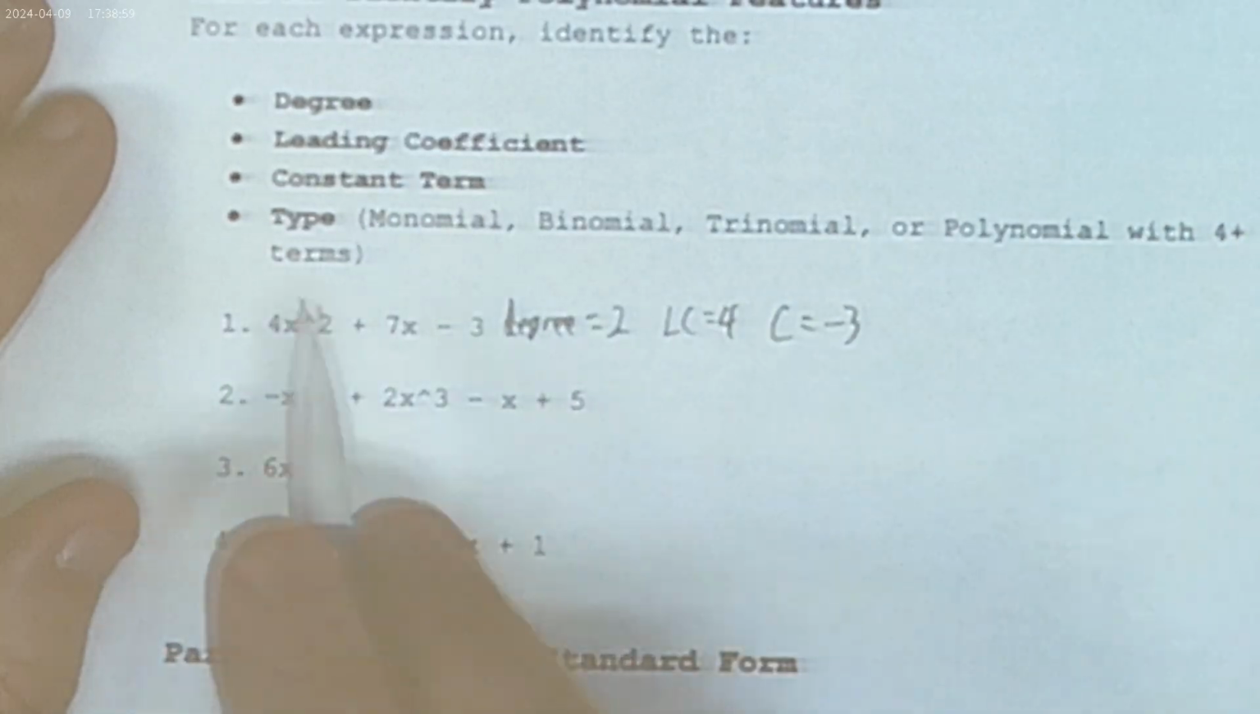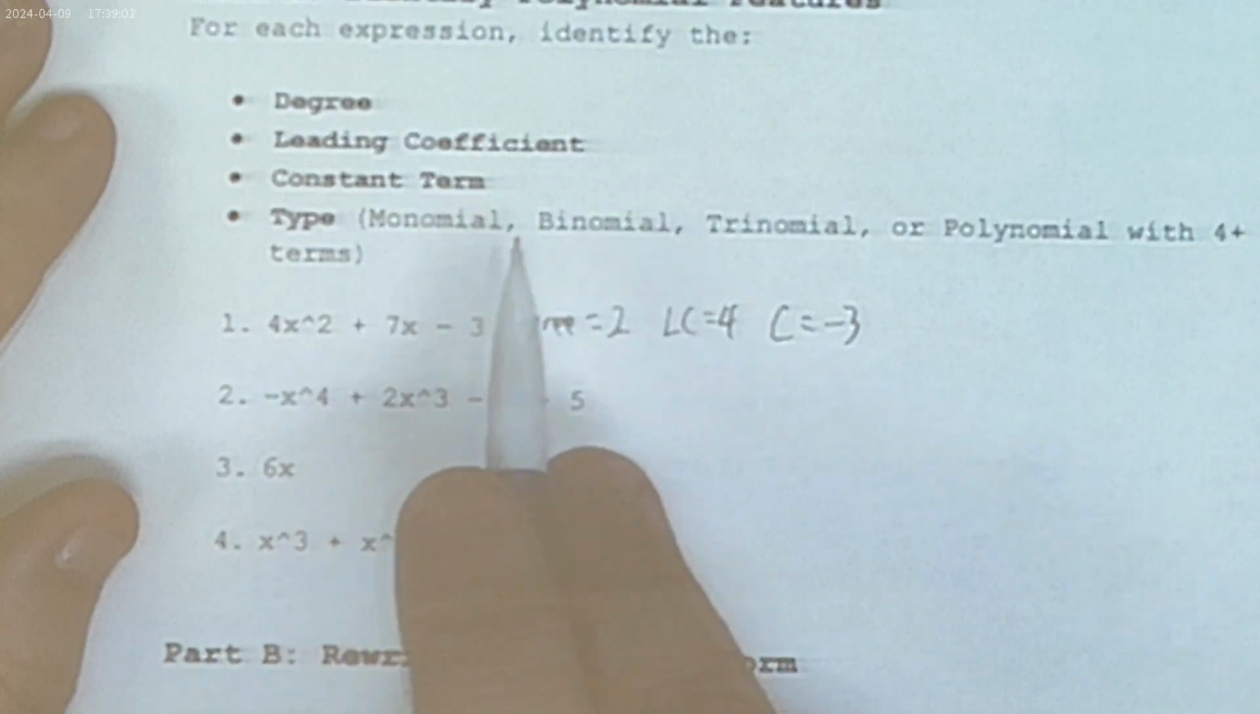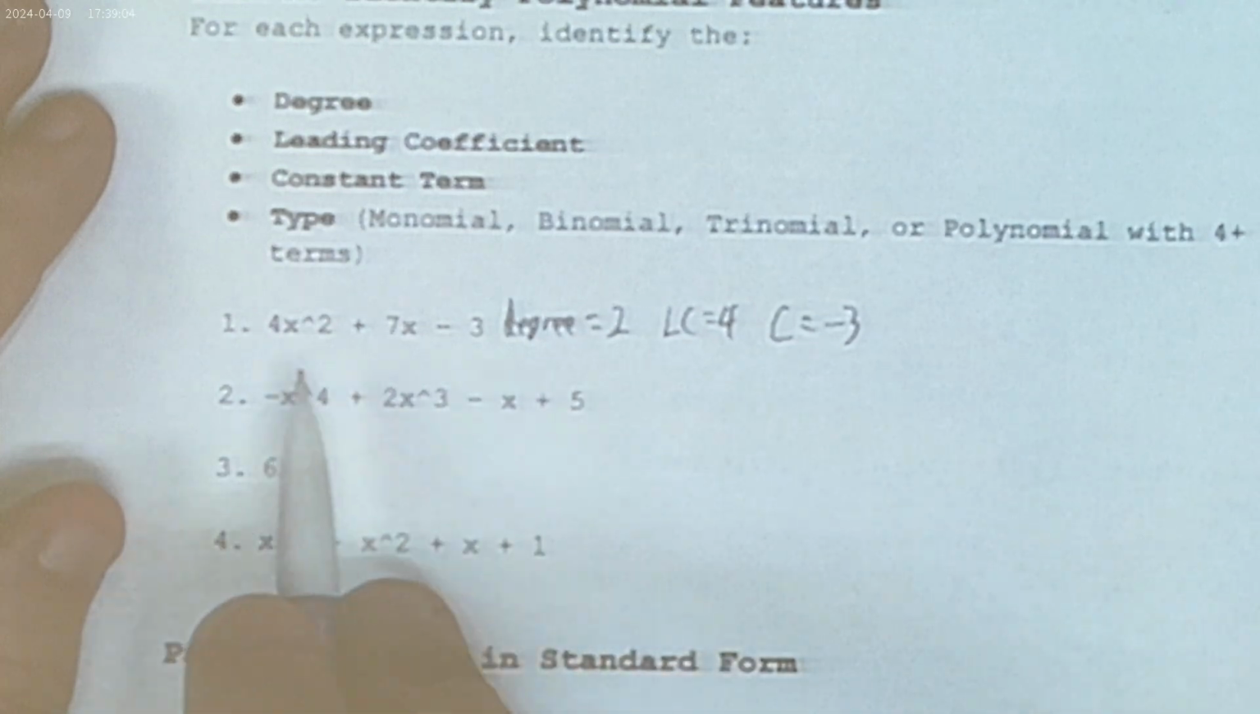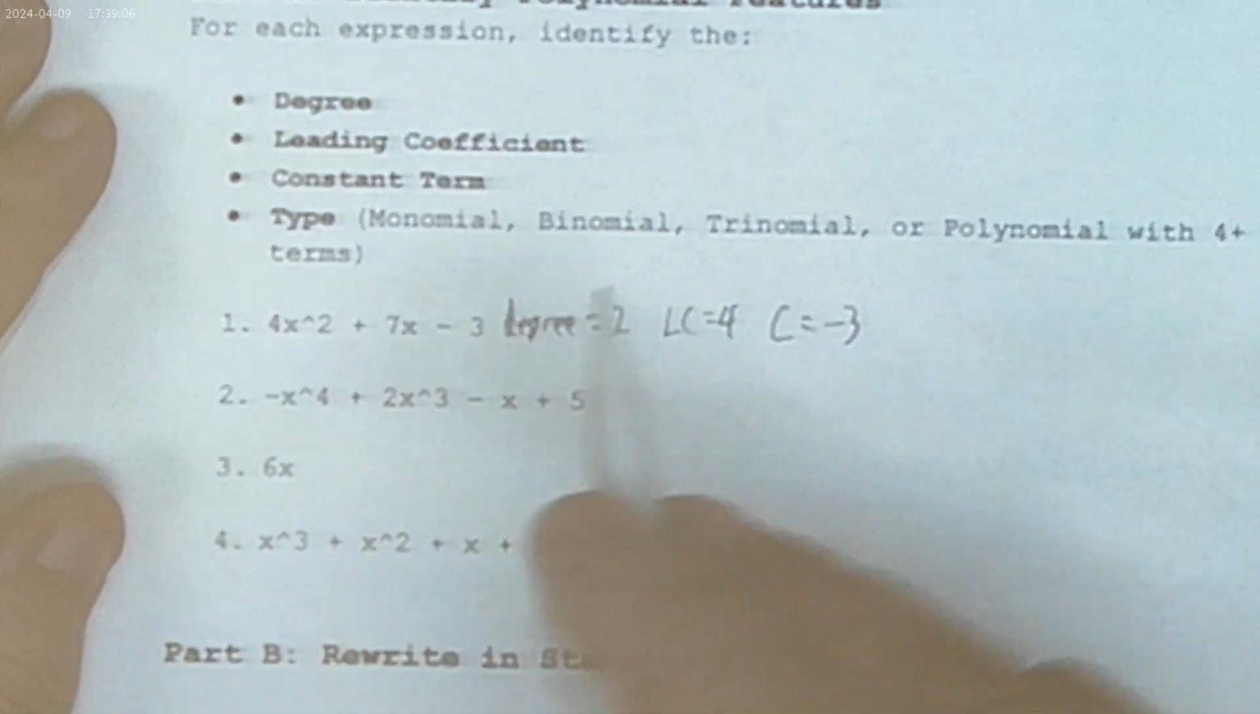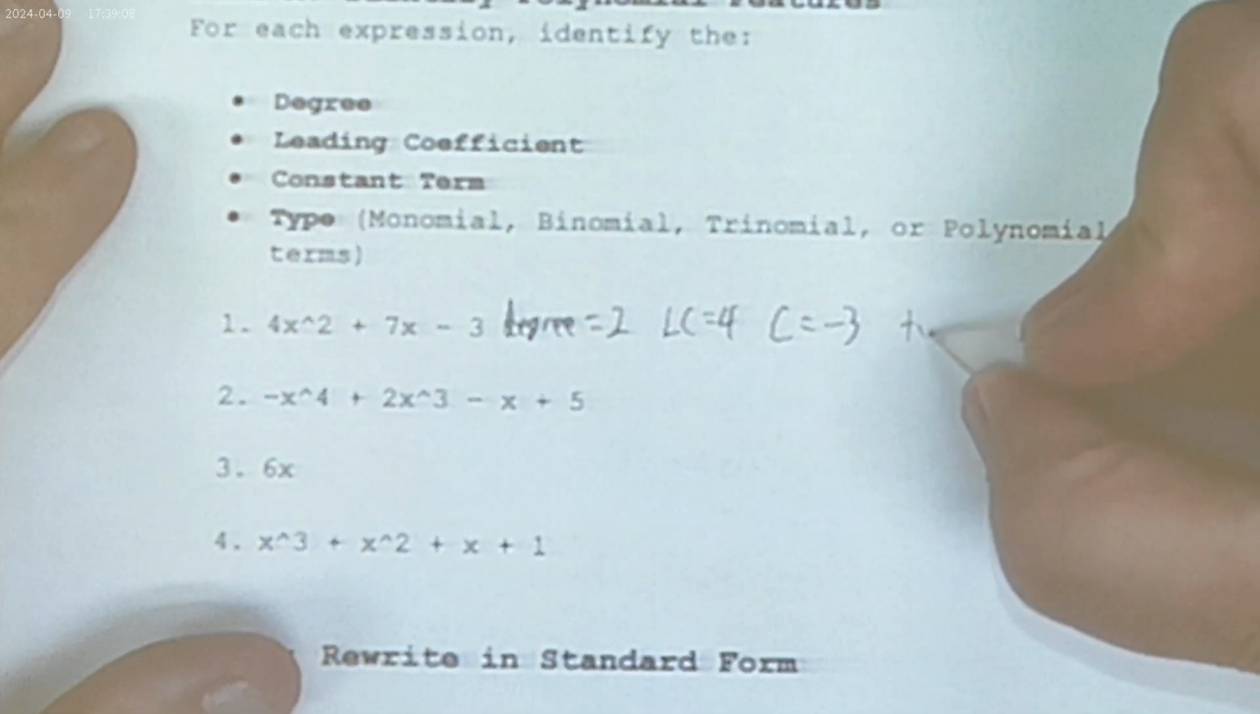And then finally, we have a type. Is it a monomial, binomial, or trinomial? It is going to be a trinomial.